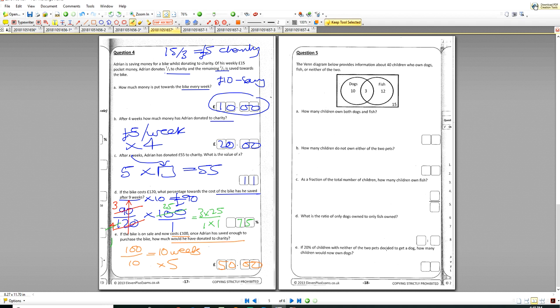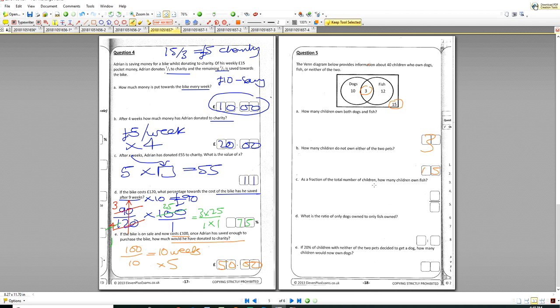Okay, last question. Question number 5. How many children own both dogs and fish? So we've got to look at the part of the Venn diagram that overlaps, which is part here 3. How many children do not own either of the 2 pets? For that one, we've got to go outside the circle, but not outside the rectangle. So that is actually 15.